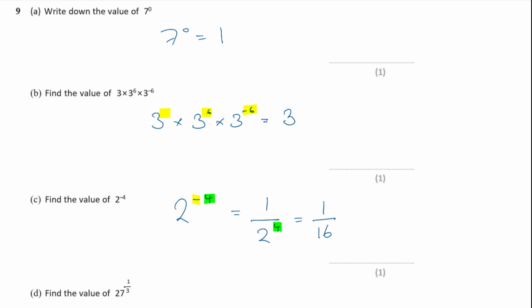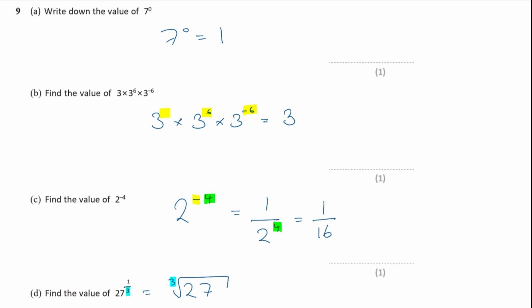And then finally, I've got 27 to the power of 1/3. Now, a fractional index is the same thing as the cube root of that one. Whatever that denominator is here, that is the root that you take here. So if it was a half, then it would be the square root. If it was a 4, it would be the 4th root.